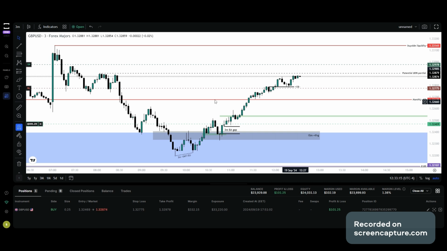Yeah, it really wouldn't make sense to leave these highs in check or leave them in place. I want to see that get swept. If it doesn't get swept, then I'll get stopped out in profit.